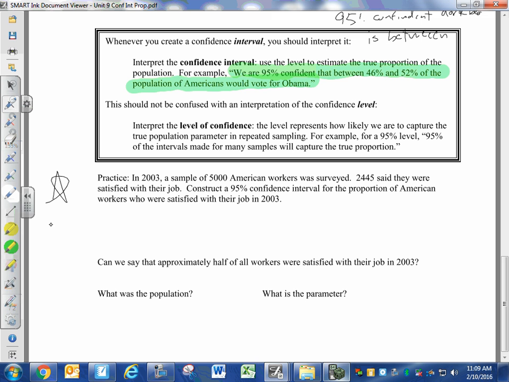All right, we need all these values. Let's write them down. We need p hat, our sample proportion. We need n, our sample size. We need z, the standard deviation that we will use for our confidence interval.